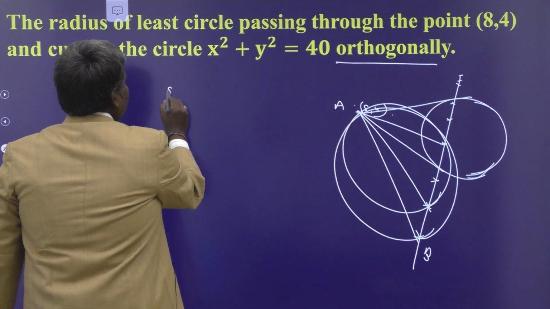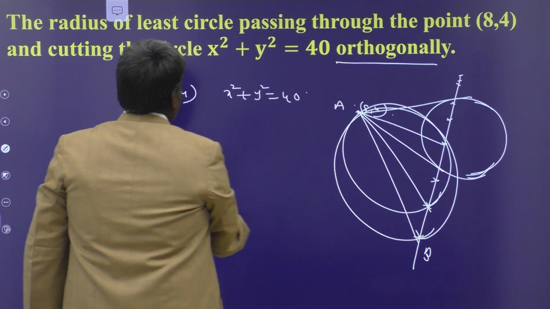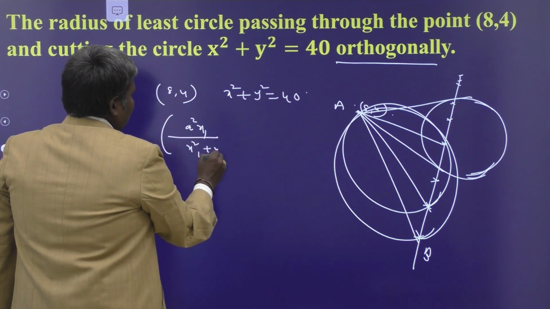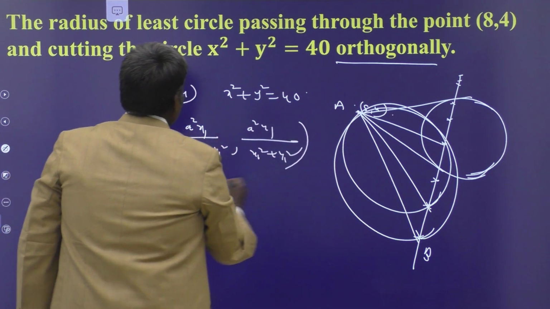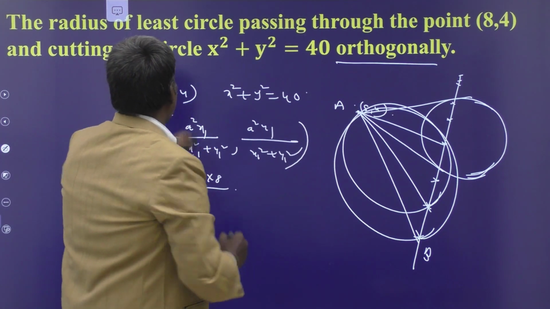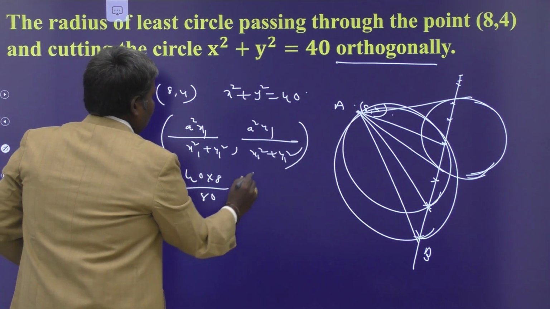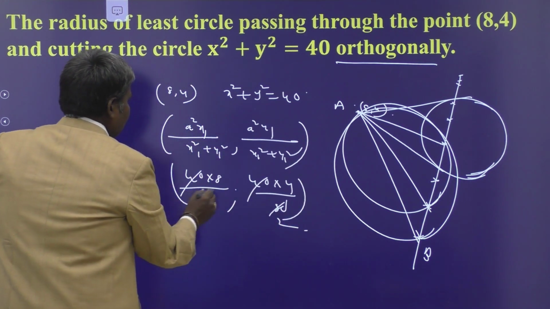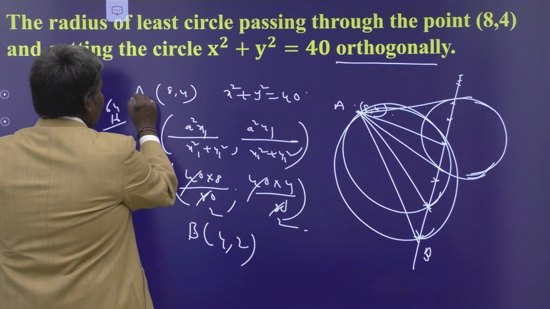So this is your point (8, 4). The circle is x² + y² = 40. The inverse point is (a²x₁/(x₁² + y₁²), a²y₁/(x₁² + y₁²)). So 40 × 8 divided by x₁² + y₁², that is 64 + 16, this is 80, and 40 × 4/80. That is 2 times here itself, that is (4, 2), this is B. What is our A? (8, 4).